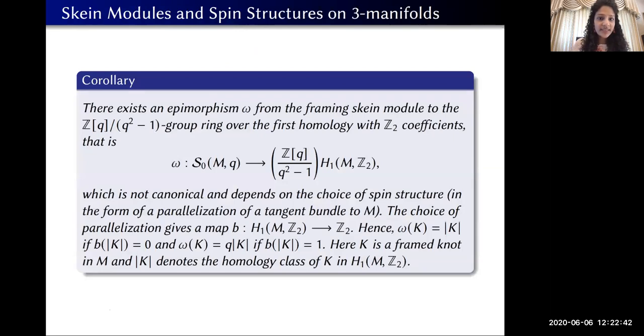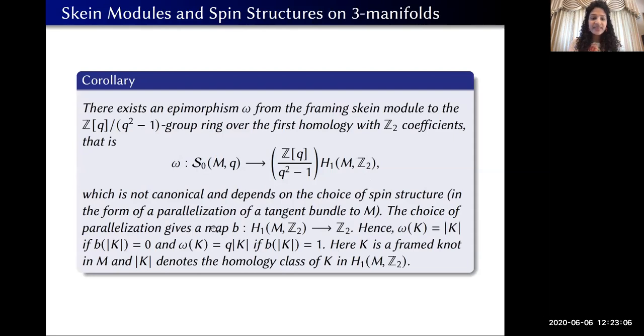A corollary of this theorem is as follows. We have an epimorphism from the framing skein module to the group ring over the first homology with Z2 coefficients. And this epimorphism is not canonical and depends on the choice of spin structure of M. So if you recall, we had a homomorphism from the first homology of M with Z2 coefficients into Z2.